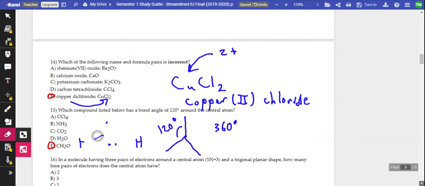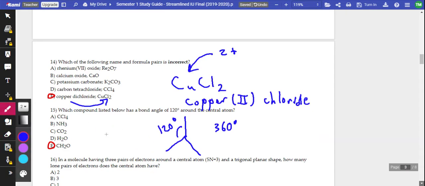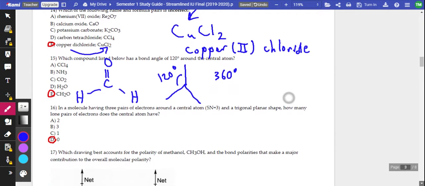So that leaves our last option, which is CH2O, which looks something like this. Carbon in the center, H, H, and then to get our oxygen to an octet, it needs a double bond. Okay, so CH2O is our answer.